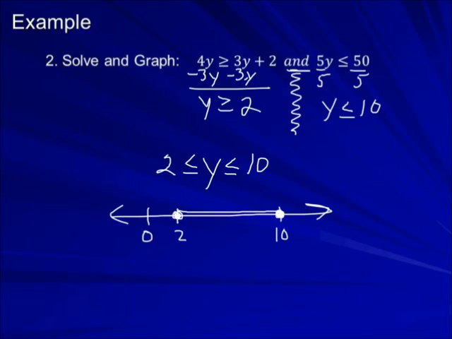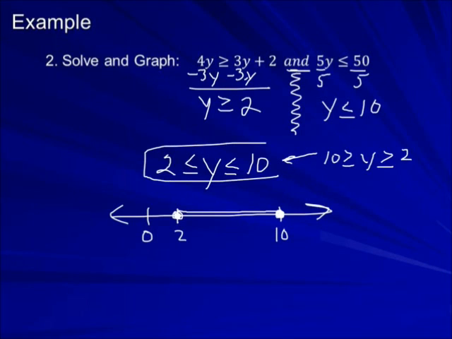Now, why do they have to always point to the left? Well, let's say I did this. I put the variable in the middle, and I pointed the inequalities to the right. Now, that would mean I would have to put the 10 on the left and the 2 on the right, because y is greater than or equal to 2 and less than or equal to 10. So those two inequalities are the same. However, this one makes more sense because the numbers are in order.